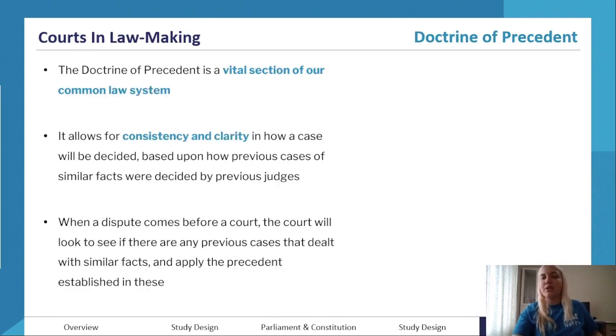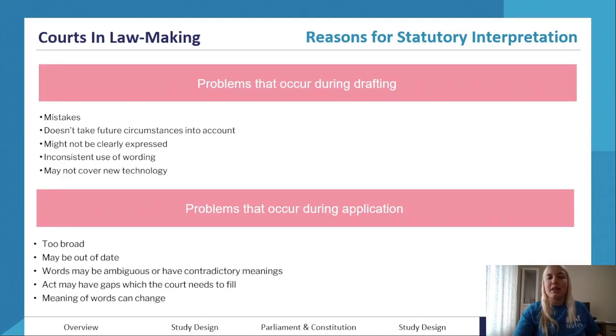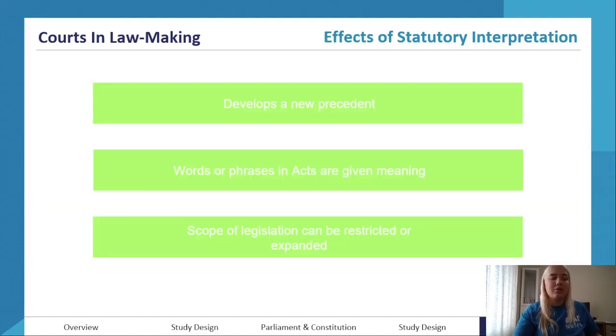So those three are usually very, very easy for students to grasp and remember, as well as the reasons for statutory interpretation. So these are very easy marks on the exam and any SAC questions and very easy to explain.